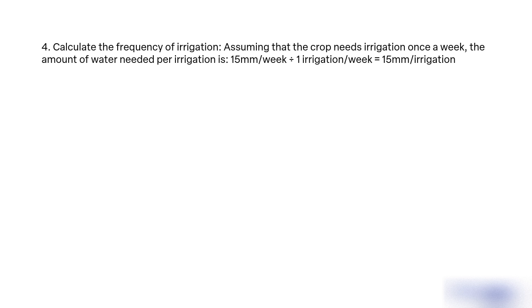4. Calculate the frequency of irrigation. Assuming that the crop needs irrigation once a week, the amount of water needed per irrigation is 15 week/1 irrigation/week equals 15 irrigation.